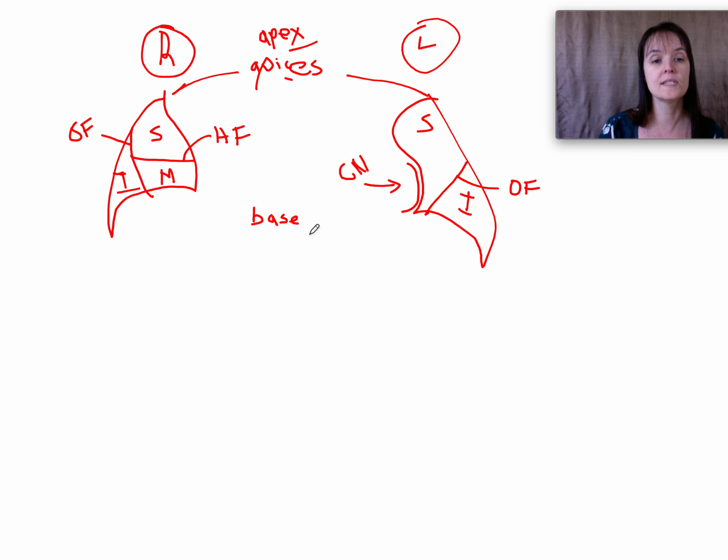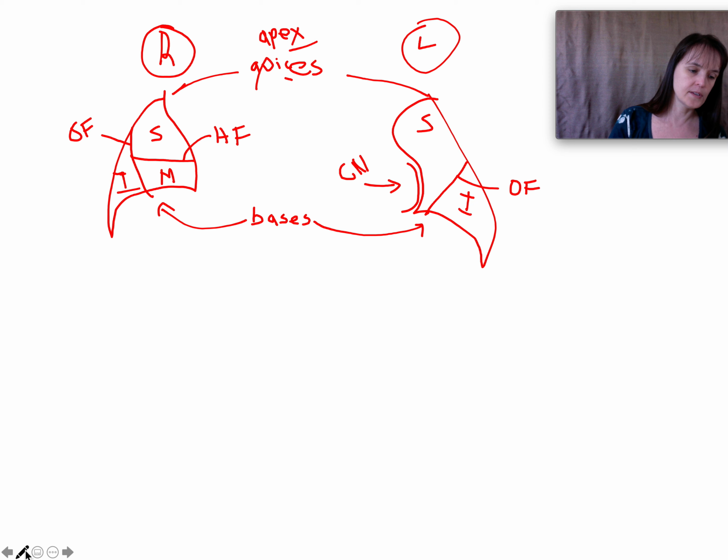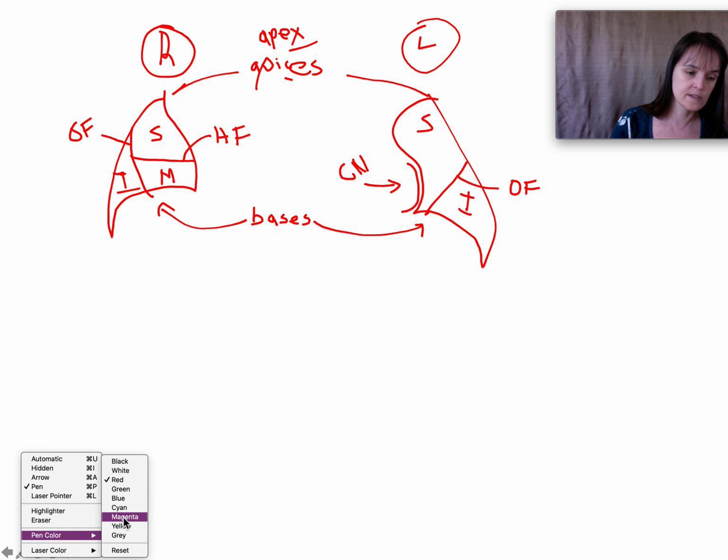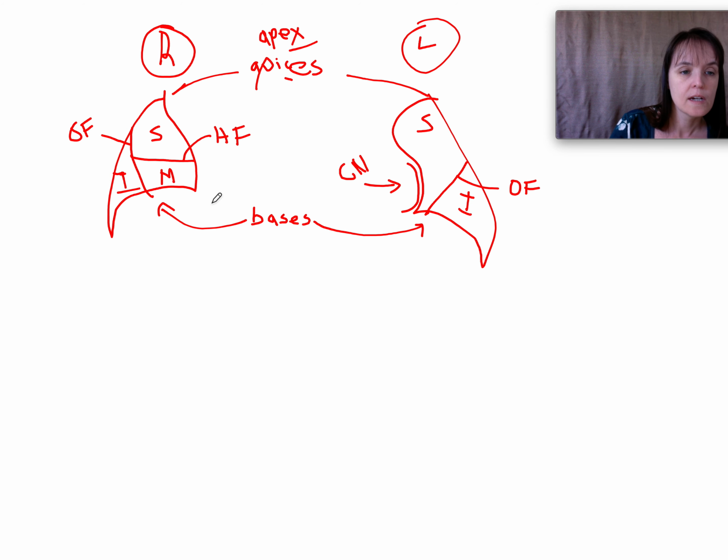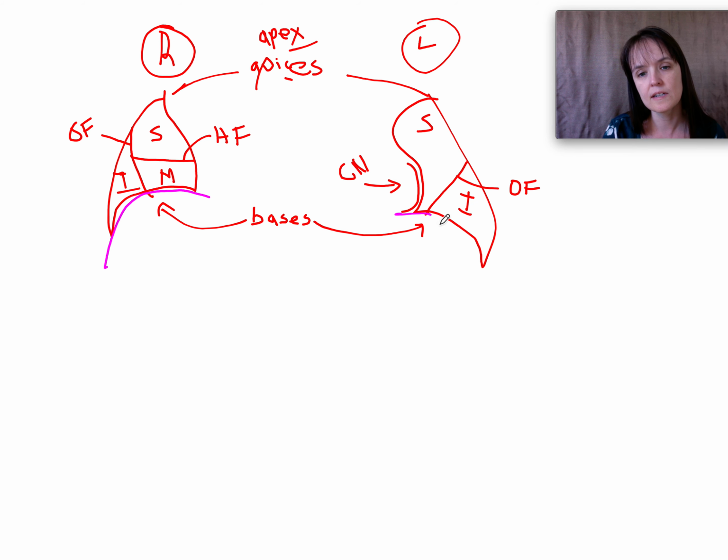Okay, and this one, the singular is base, and the plural is bases, which I think y'all can handle. And that's the bottoms of the lung, and the bases of the lung sit on, come on, I want to change the pen color. Killing me, Smalls. Sit on the diaphragm. Okay, they're separated out so that I can draw them.